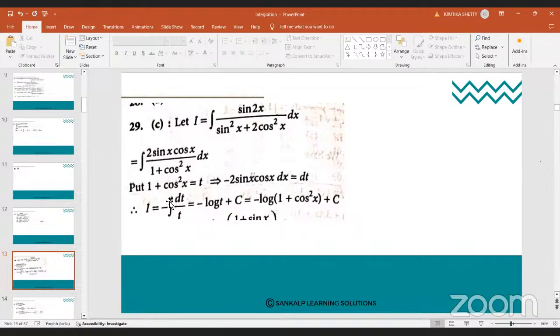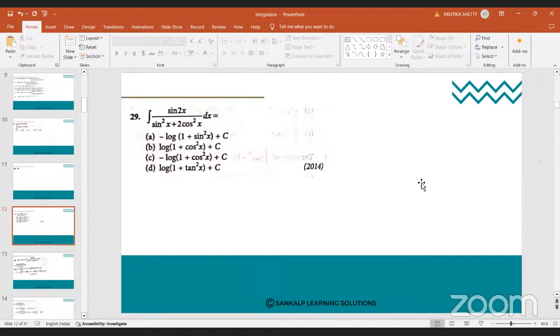On simplifying, we get 1 upon t, whose integral will be log t. So this will be minus log t plus c, where the value of t is nothing but 1 plus cos square x, plus c. So option C gives us the right answer: minus log of 1 plus cos square x plus c. So this will be the right answer.